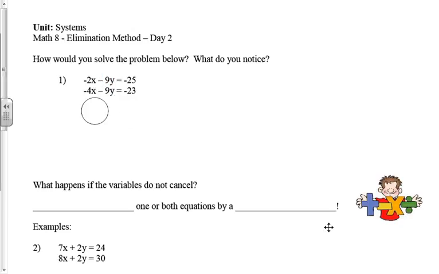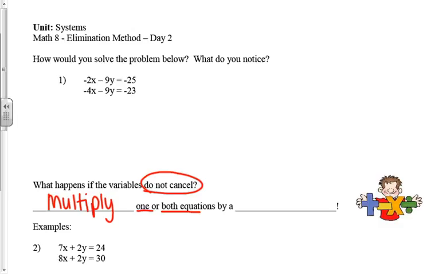So whenever you see a problem like this and one of the variables doesn't easily drop out, what happens if the variables do not cancel? You are going to multiply one of the equations or both of the equations. Sometimes we need to multiply both of the equations by a constant, okay? A constant is just a number that does not change.